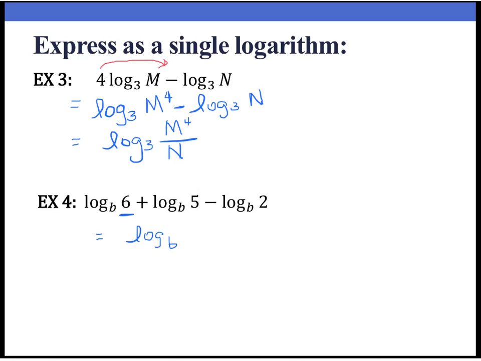We're going to start with our first term, first number, 6. We're going to multiply it by 5. Multiply because it's adding. And then we'll divide because we're subtracting. And this actually simplifies. So let's simplify this. So 30 over 2. And 30 over 2 is 15. And that's the answer for example 4.